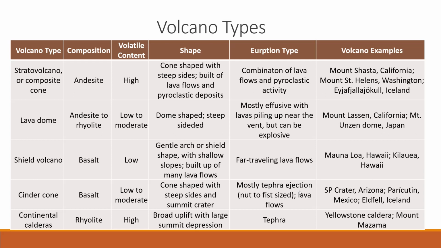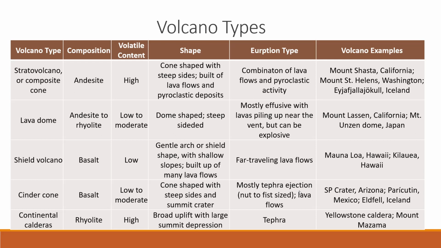Helens, like Mount Fuji. These are the ones we think of as a typical volcano. We can have what's called a lava dome, which is going to be, again, andesitic to rhyolitic. So these are going to be intermediate to felsic. Their volatile content can be moderate. They form a dome, which is why they're called a dome. They have steep sides. These are outpourings of lavas that pile up near the vent of a larger volcano. They can be explosive, so they can form within another volcano.